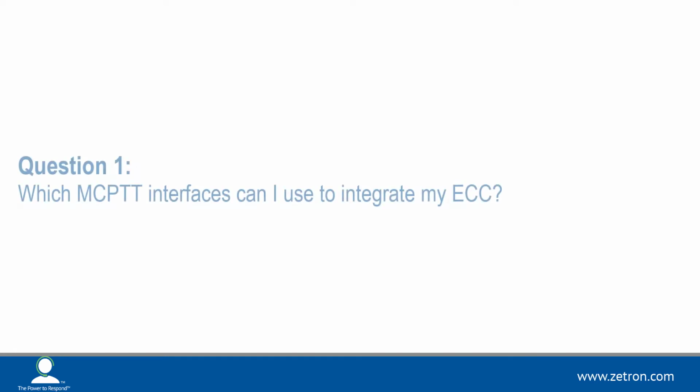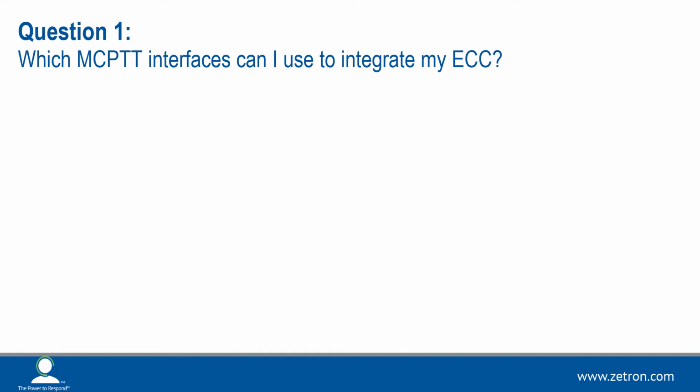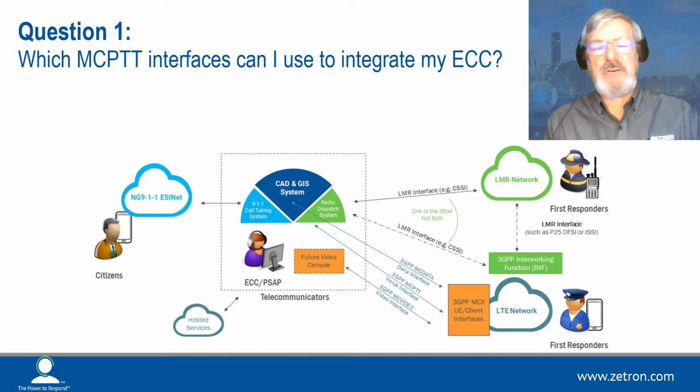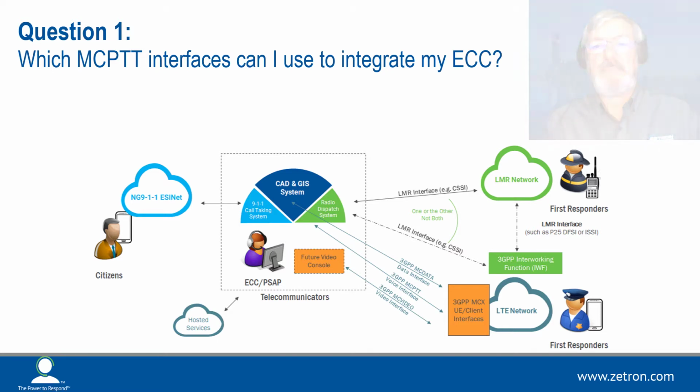Question 1. Which mission-critical push-to-talk interfaces can I use to integrate my ECC? One option is to connect using a system called the Interworking Function, or IWF, defined by the third generation partnership project, otherwise known as 3GPP. When this is eventually available, it will support P25 LMR interfaces, including the CSSI and DFSI.